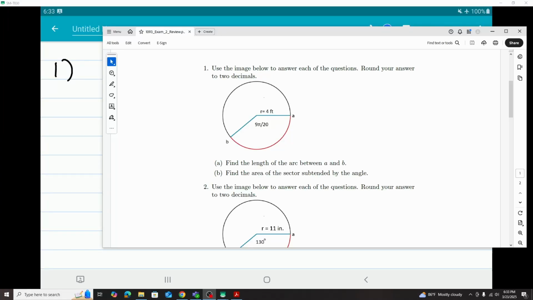Exam 2 review. So here we're just going to go through a few problems that I think should be helpful for studying for the exam. And let's get into it.